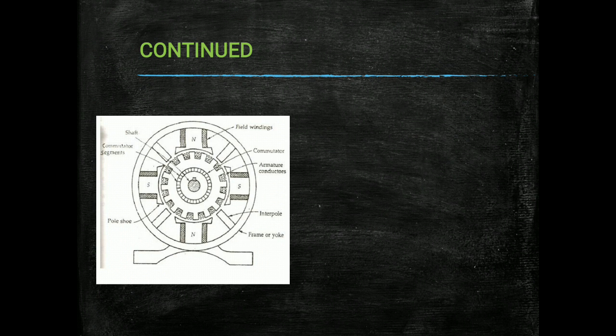Now the field winding. The field winding means the field coil, which is installed above the pole, and the pole shoe is the shoe-like construction above the pole. And here is the armature core, and several slots are present over the armature core. Also interpoles and commutator segments are present here.